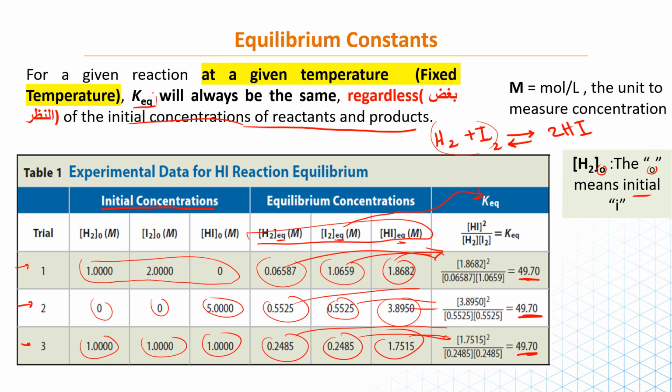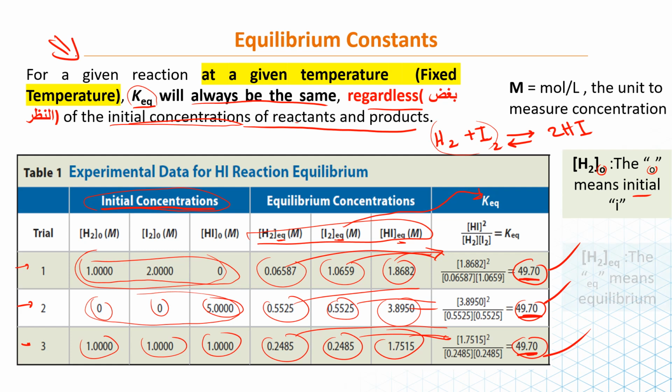It says K equilibrium will always be the same regardless of the initial concentrations of reactants and products. Meaning regardless of the changes I made when I started with different amounts of reactants and products, the initial concentrations. Each experiment started with different amounts, right? But at the end the K equilibrium did not change at all. So this is what's mentioned here, guys. Okay?